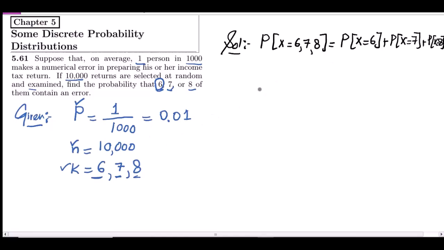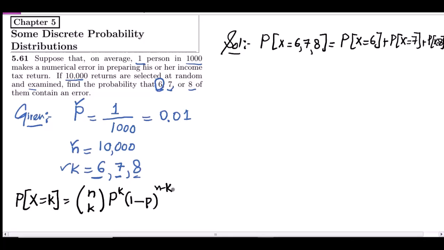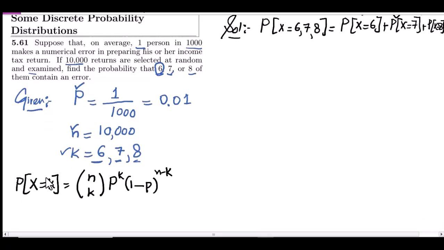But in order to use the formula, what is the formula? We know the formula: the probability that x equals k is n choose k, p to the k, times 1 minus p to the n minus k. We have to do it for each of these values. So let us first do it for k equal to 6.